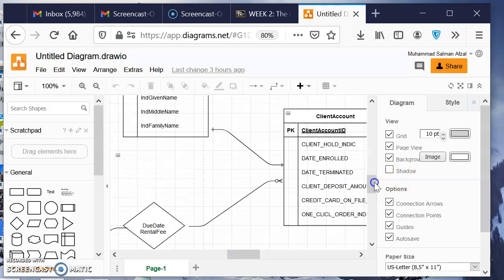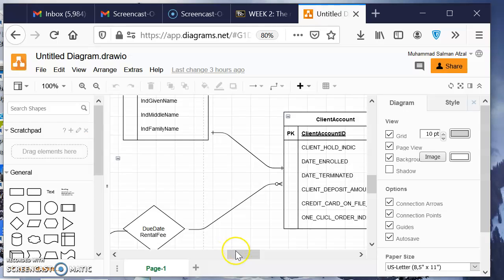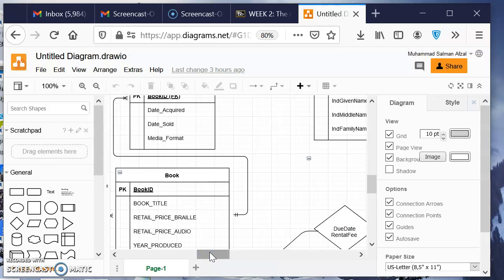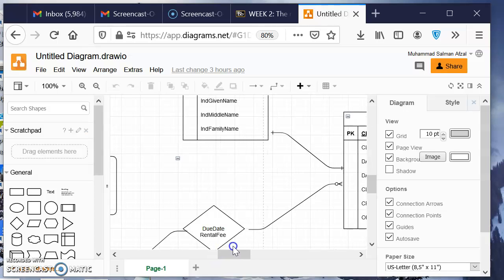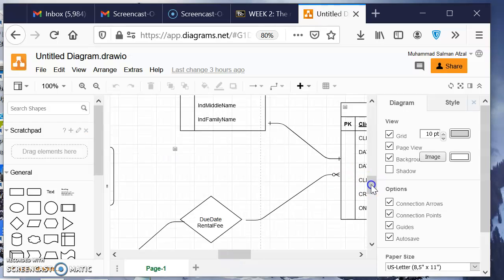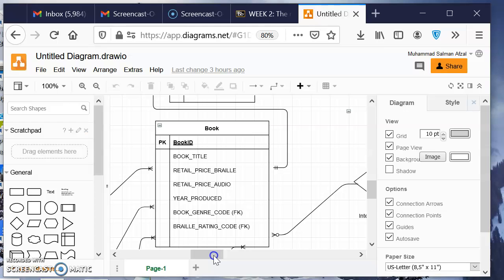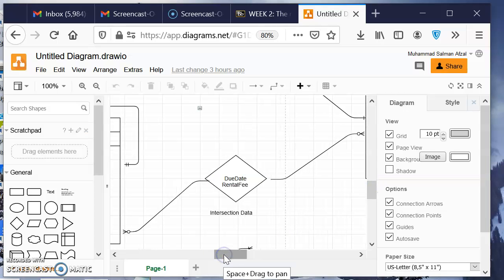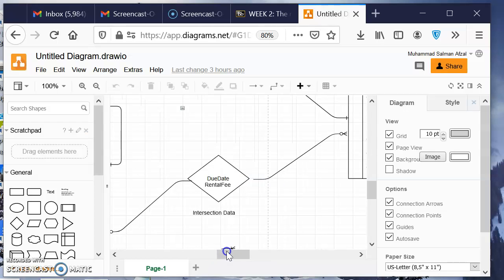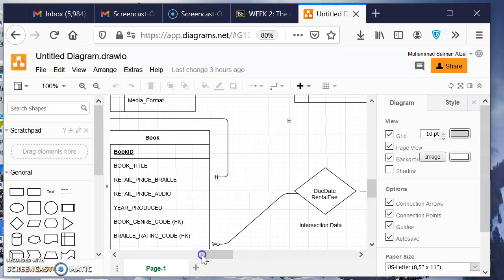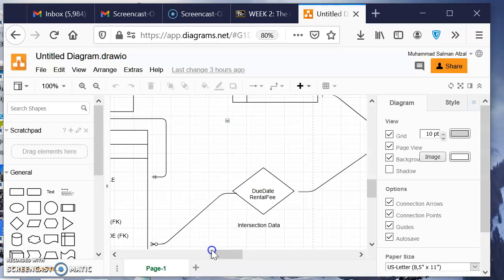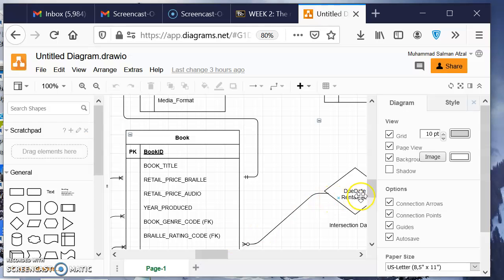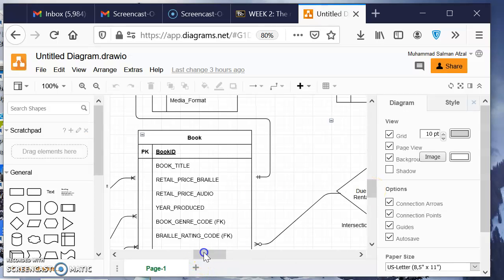Since we have a rental system, each client account can rent many books as they like or as they are available by the system. Similarly, each book can be rented by many client accounts. Therefore, we have used the many-to-many relationship between the books and the client accounts. Since we have many-to-many relationship, the ERD diagram allows us to use intersection data. I believe due date and rental fee will be the two attributes in the intersection data. When we move into the RDBMS, we have to create one separate table to have unique rows for each book and each client renting that book.